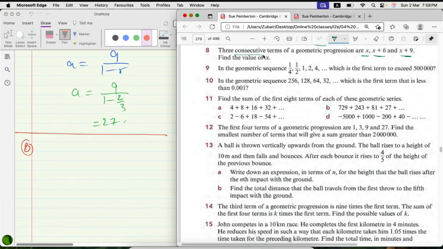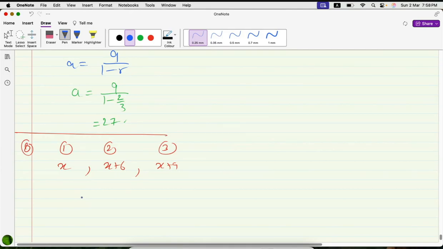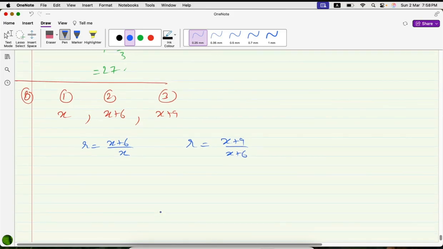But it says three consecutive terms. So the first term is x, the second term is x plus 6, the third term is x plus 9. Would you agree if I say that r is equal to (x plus 6) over x? And what if I write (x plus 9) over (x plus 6)? So both of these are r. Now we can equate them: (x plus 6) over x is equal to (x plus 9) over (x plus 6), and cross multiply.